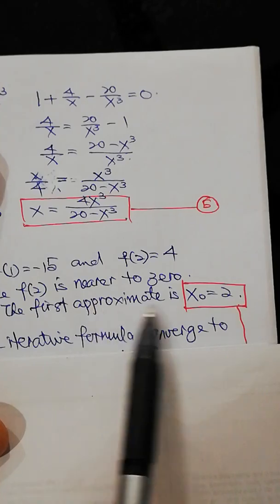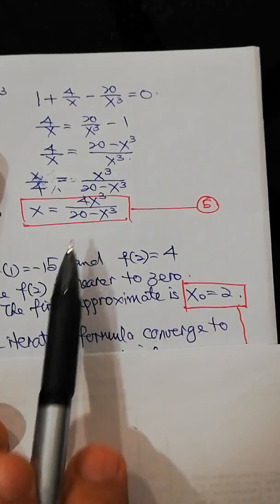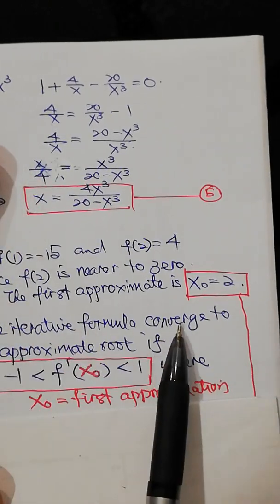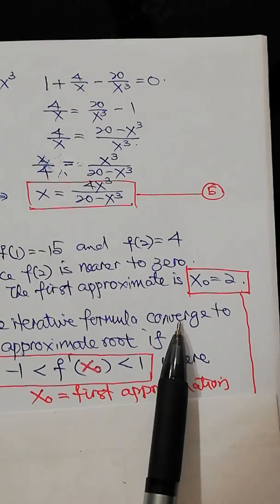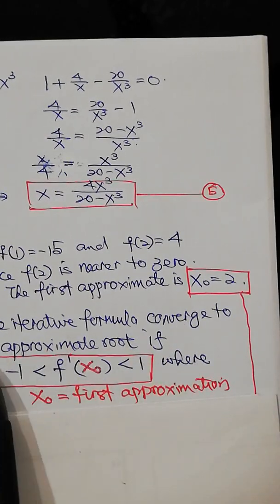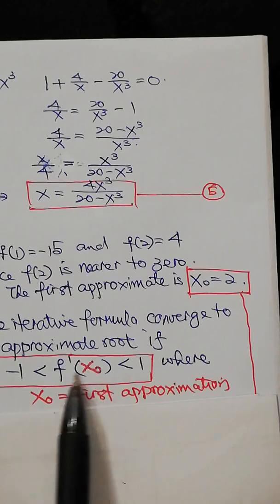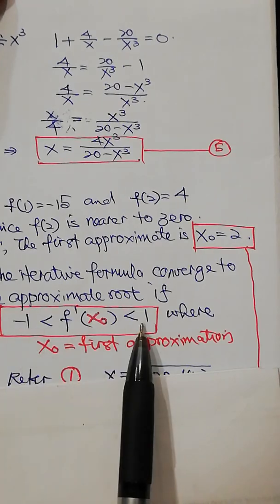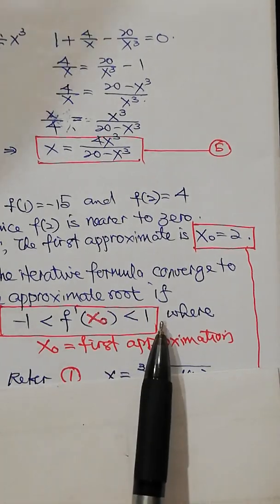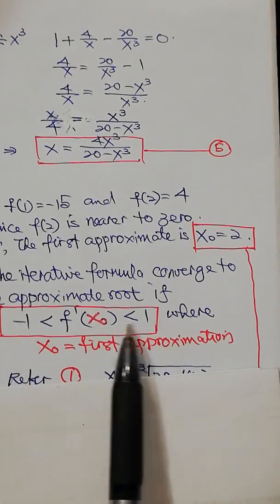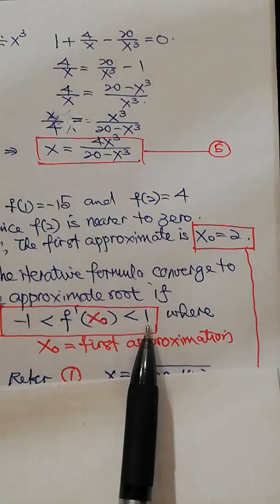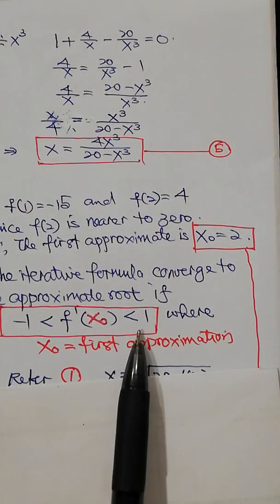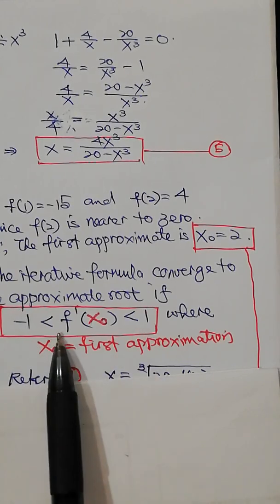Okay, so I take the first approximation to be 2. So which of these 5 is suitable? The iterative formula must converge. Converge means it can find the root that we want, which is near to 2. If you differentiate f(x) and you get a value between negative 1 and 1, then it will be suitable. Okay? So why is it like this? Of course, I can explain to you, but I think through YouTube or whatever it is difficult. When we meet in the class, then I explain to you. Meanwhile, you just memorize.